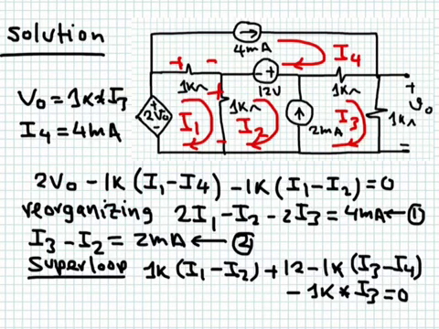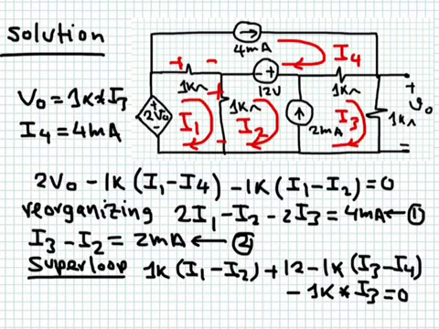The first one is that the current flowing here from bottom to top is I3 minus I2. So I3 minus I2 is equal to 2 milliampere. So this is the second equation you can use. Okay? And the third equation is to create a super loop by combining these two loops. So let's go around and summing the drops. Okay? So negative, positive. So this will give me here 1K I1 minus I2.